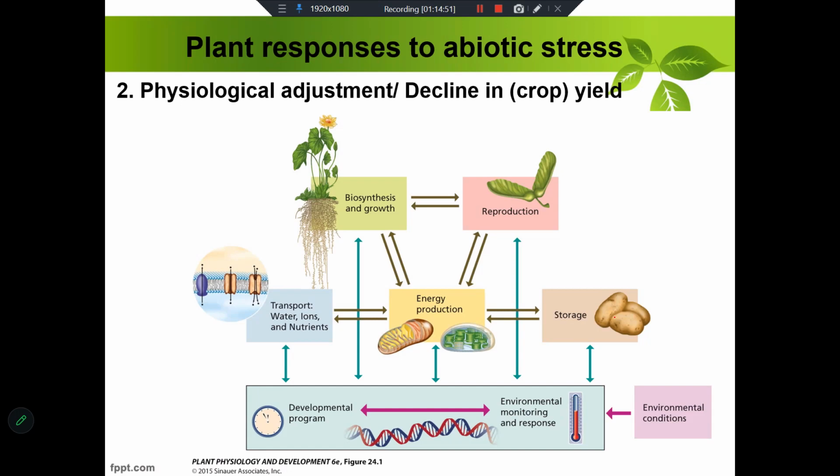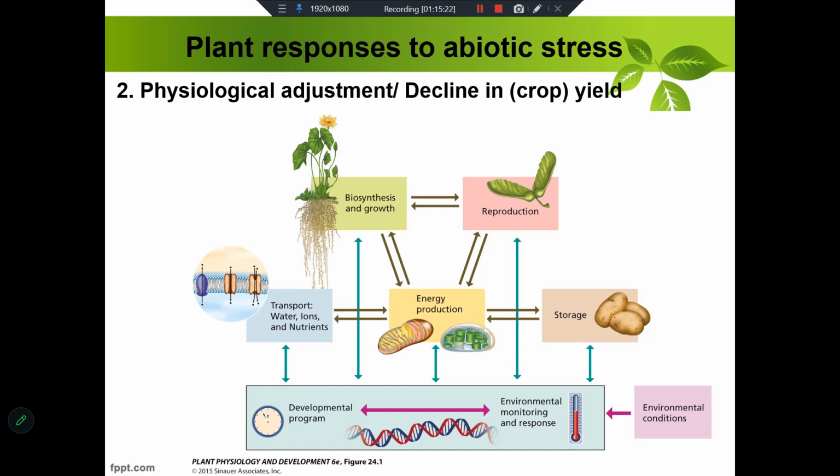Now you can see there are some physiological adjustments in the plant, depending on the environmental conditions going on. That is another way that plants can respond. They can do different adjustments in their physiological processes, and then they can respond in that way. As a result of that, we can see the decline of the crop yield.